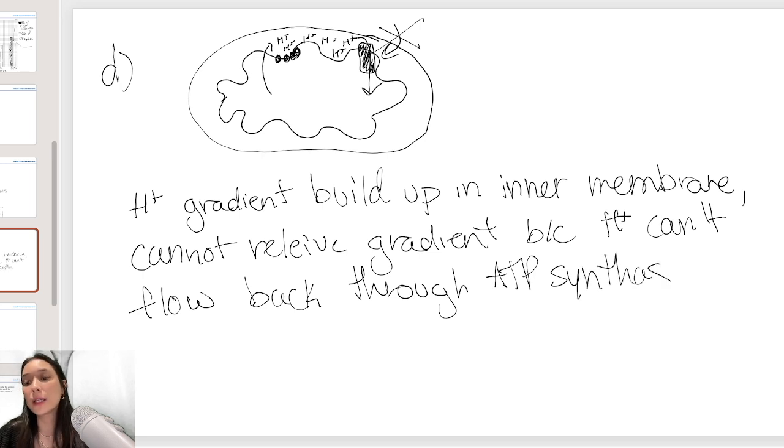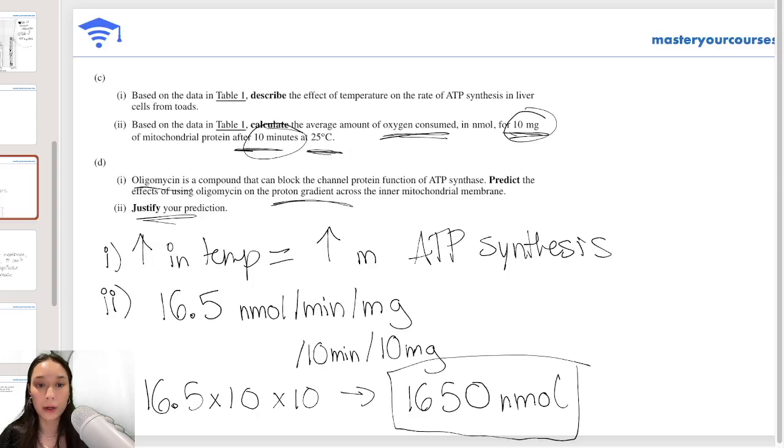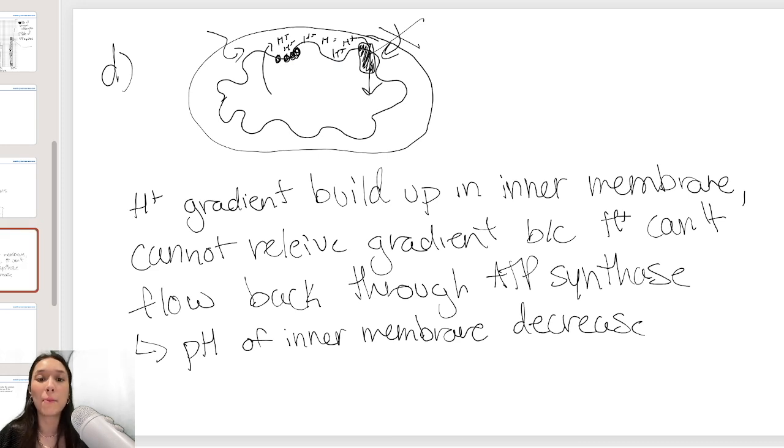So that would cause a couple things to happen. So they would have probably accepted any of these. So the pH of the inner mitochondrial membrane would decrease. They're asking you more so for the proton gradient. So this is kind of an after effect. I'm taking it a little bit farther, so I'd be curious to see the answer guide. But in terms of the effect on the proton gradient, you would have the proton gradient build up in the inner membrane and then it would just stay there. You wouldn't be able to relieve it in any way. So you would just have your proton gradient basically constantly on.